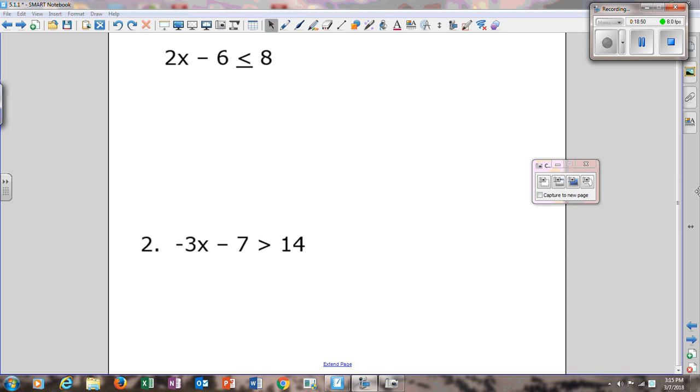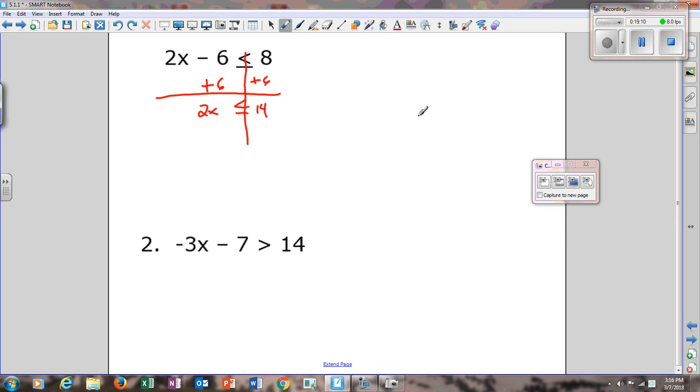Okay, so let's try to solve these out now. First, is it solved? No, the x isn't by itself. So we start by adding 6 to both sides. It gives you 2x is less than or equal to 14. Next, we do 2x divided by 2 to get rid of this 2, because it's 2 times x. Divided by 2, you get x is less than or equal to 7.